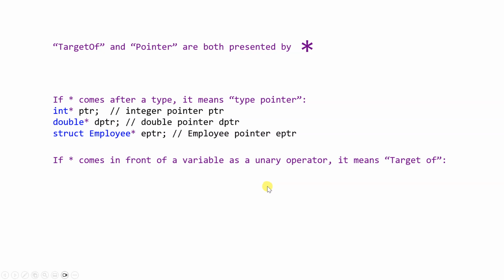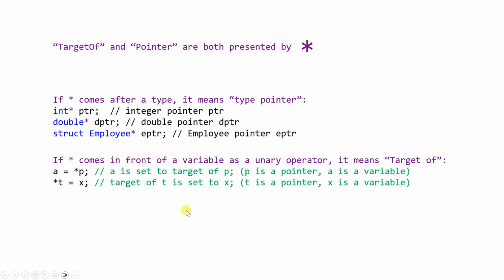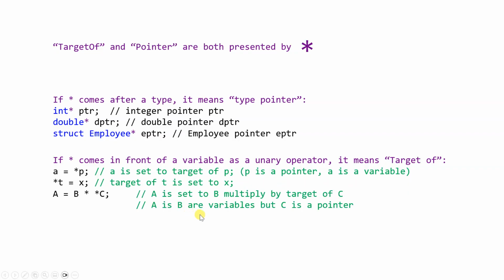So if asterisk comes in front of a variable as a unary operator, then it means target of, which essentially means A is equal to target of P. Never say asterisk P. Target of T is equal to X. Or target of A is equal to B multiplied by target of C.